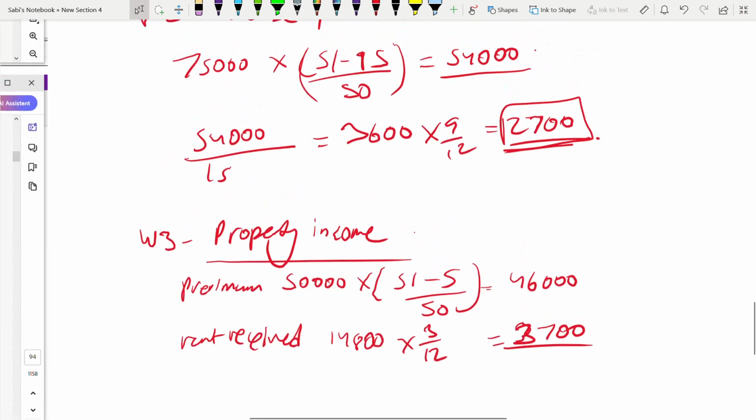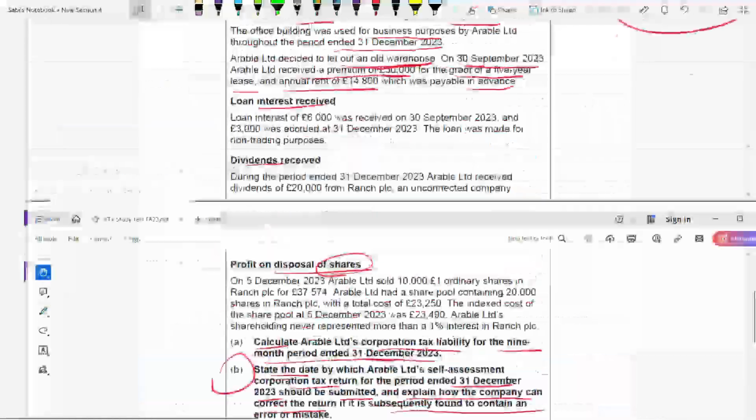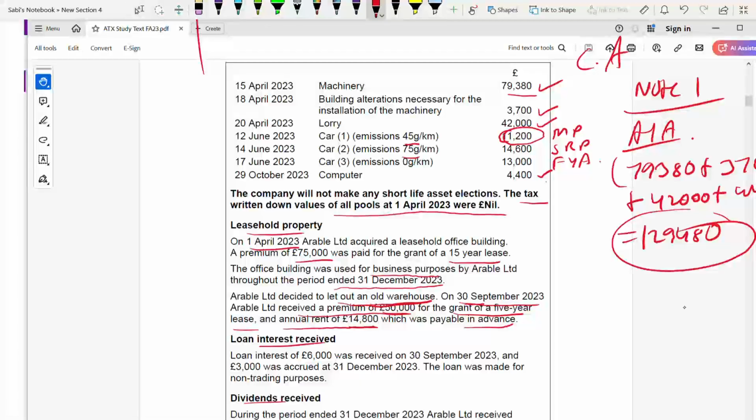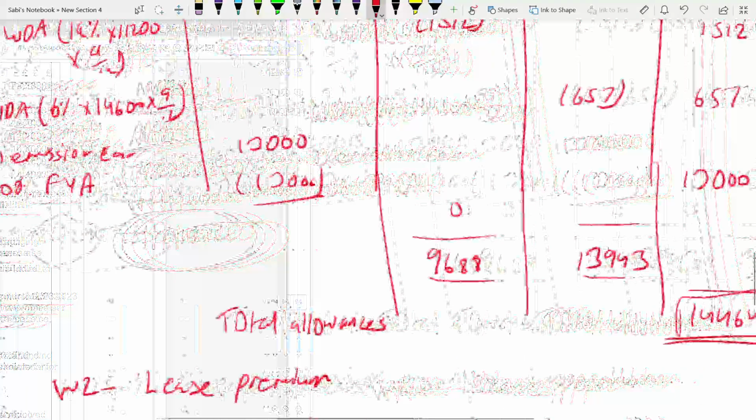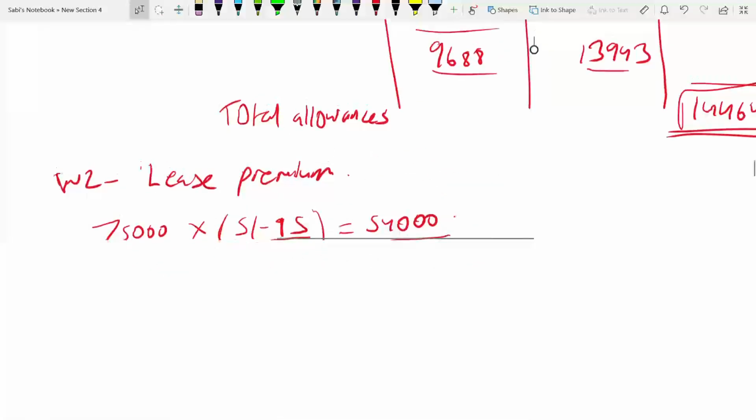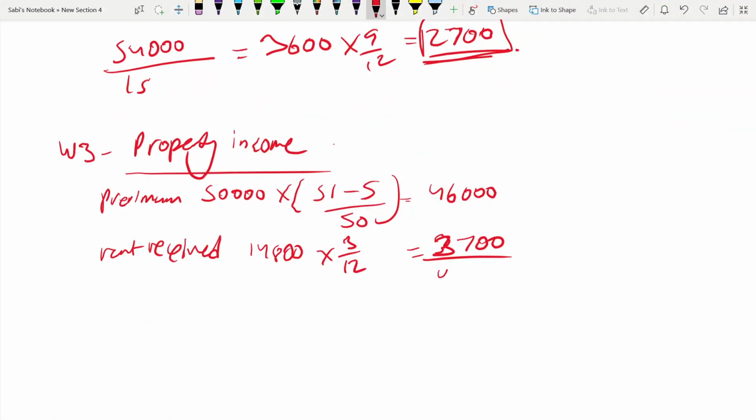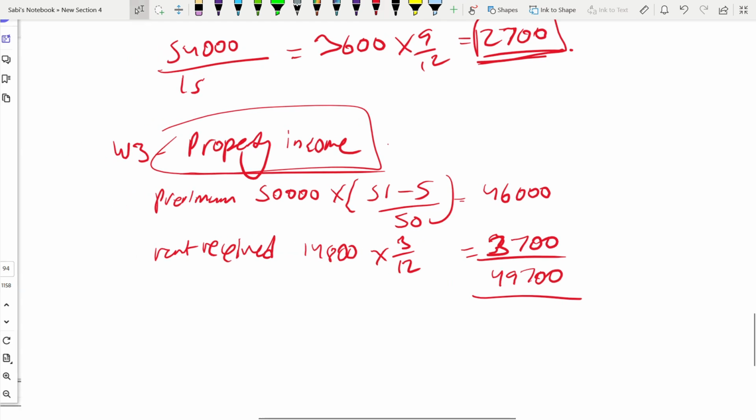If you see under property, you see annual rent which was payable in advance. So you have to only find for 3 months. It started in September. So add both, 49,700. You see, this is the rule of what? These rules you are taking from when we studied the individual, sole trader, income tax. Remember, from there we are carrying it forward to company tax. This is why you need the knowledge of all the areas very well. So the total of rent and premium received is nothing but your property income.